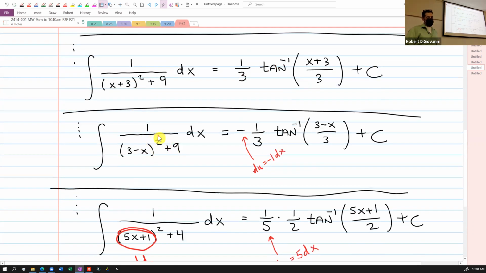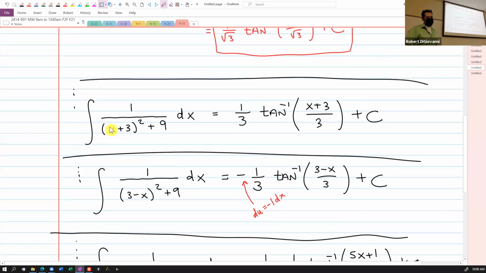See, here we did the same thing. What was the number in front of x here? -1. So I put a -1 in front. Here you didn't have to put anything because the number in front is 1, so you scale by 1, but that doesn't change anything.